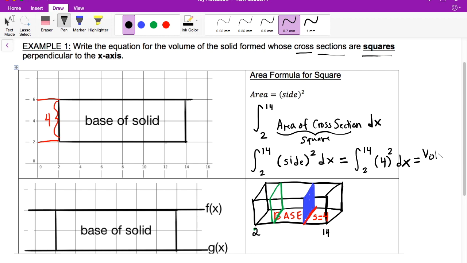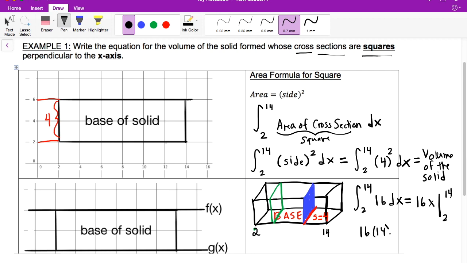And so this will give us the volume of the solid, and in this case, this is the volume of the rectangular prism. So I'm going to go ahead and figure out what the volume actually is.